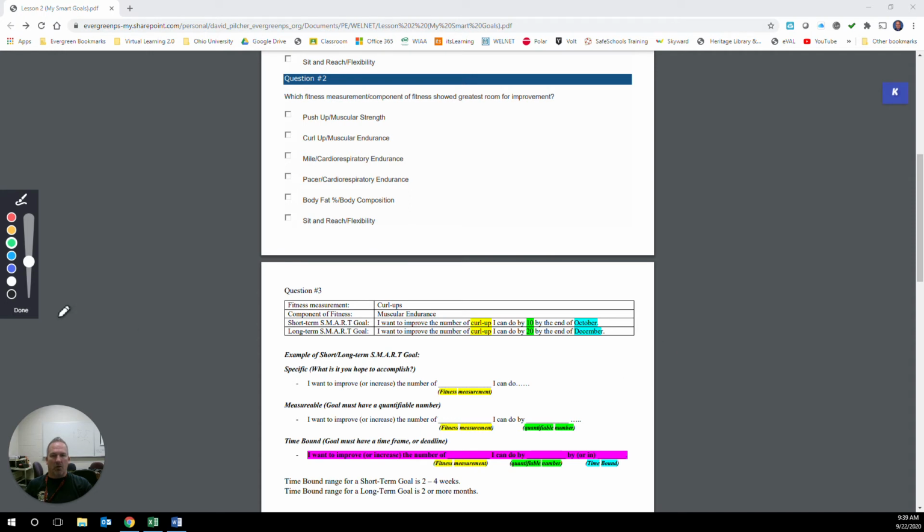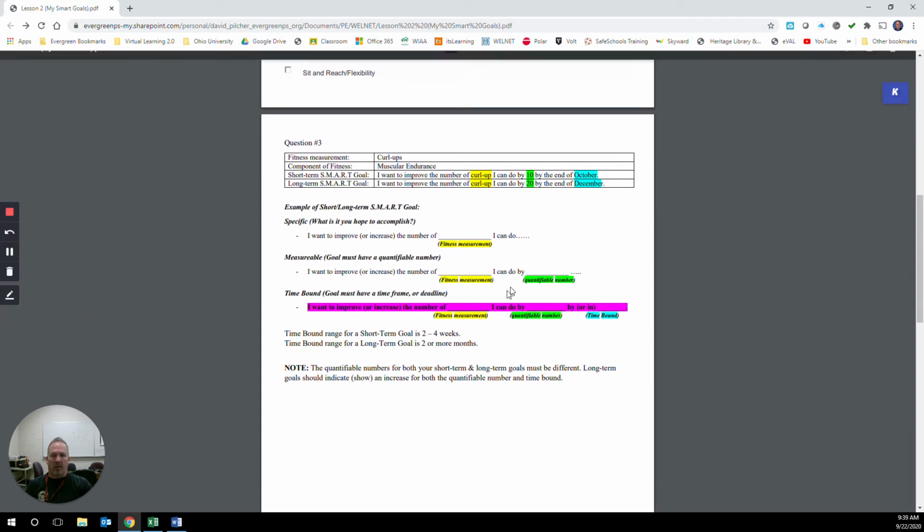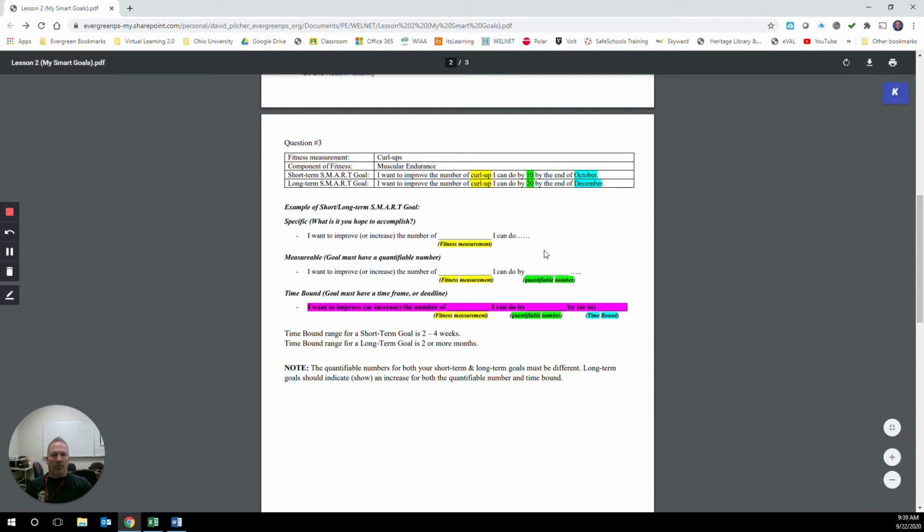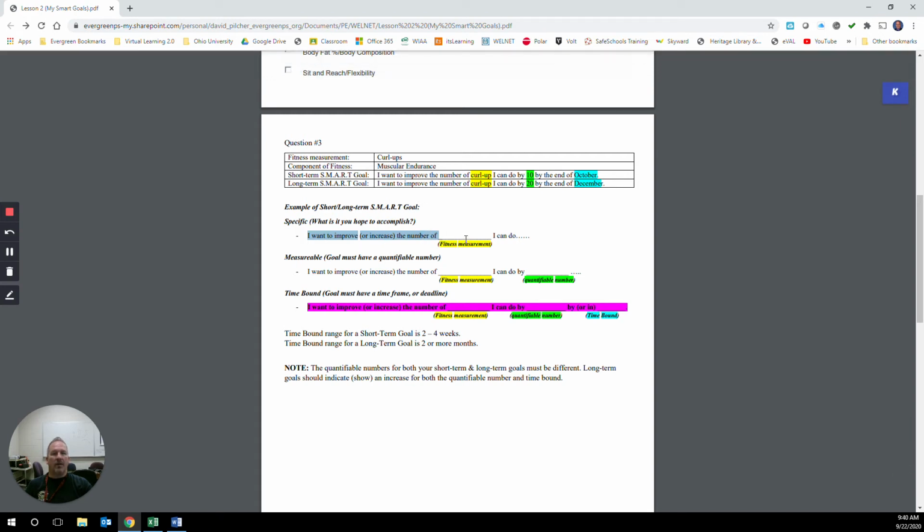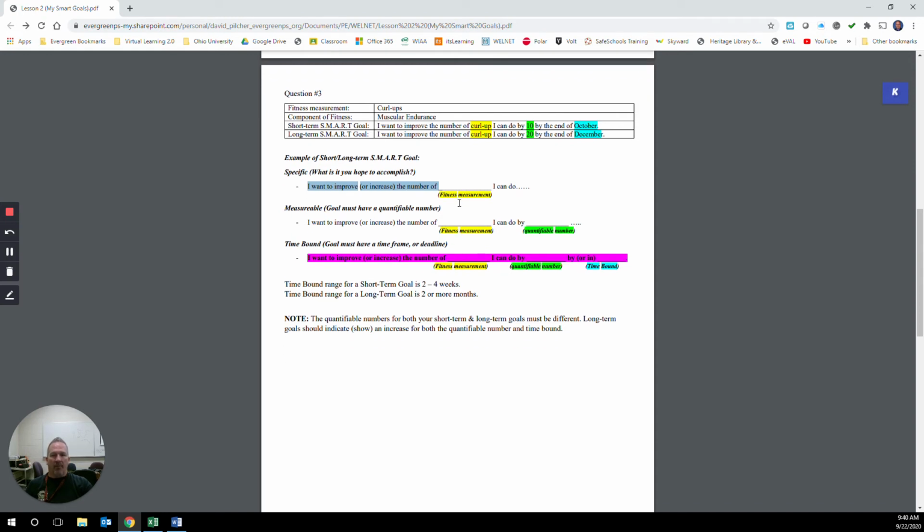So now let's look at our short-term and long-term goals. My short-term goal, we know must be specific. So I give you an example right here. Short-term and long-term goal examples. It's specific because it states that I want to improve the number of fitness measurement curl-ups I can do. That is your specific goal. I want to improve the number of curl-ups I can do. I want to improve the number of push-ups I can do. That is the specific goal. Okay? And that encompasses our fitness measurement.